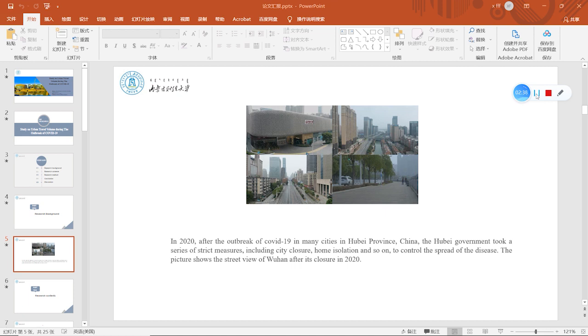Therefore, we hope to have an in-depth understanding of the space distribution and changes of traveling flow in Hubei province during the epidemic. This is helpful to understand the mechanism of COVID-19 and can provide some suggestions for the government.